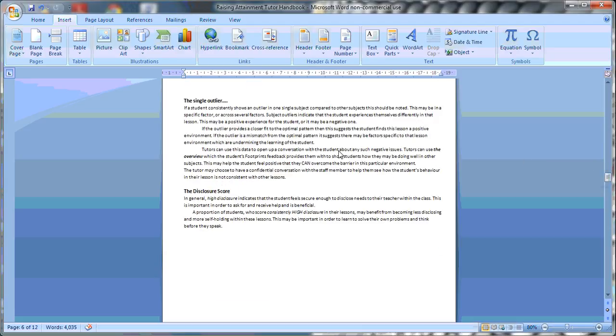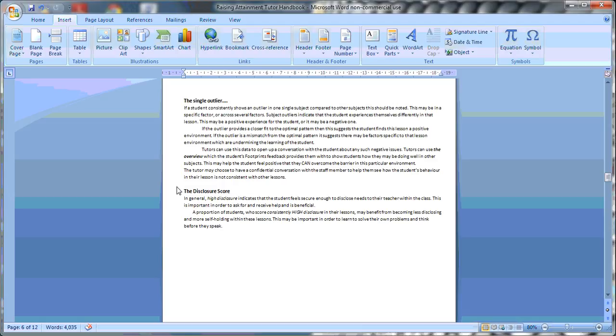Sometimes we'll find that student scores are clustered, but there may be a single outlier. Now when we see that, again, that is going to be indicative that in that particular lesson there may be something very distinct going on, and that is going to be an area that we want to focus on with our students in our conversations.